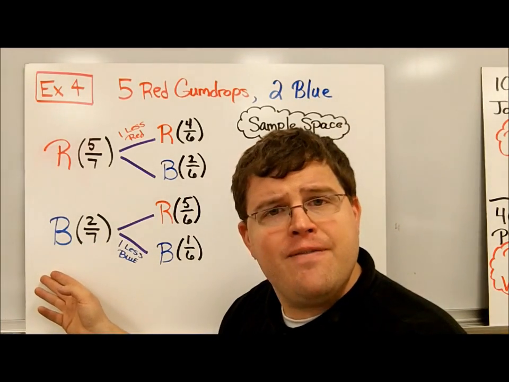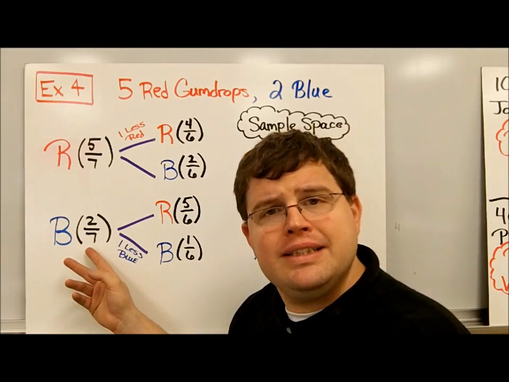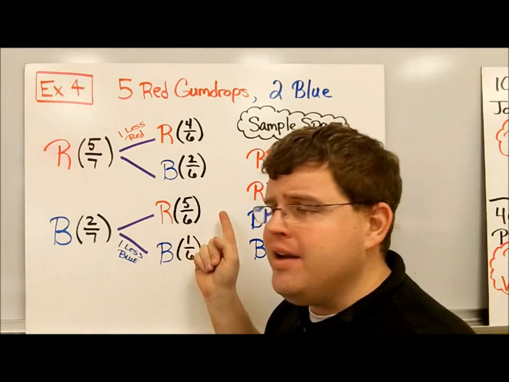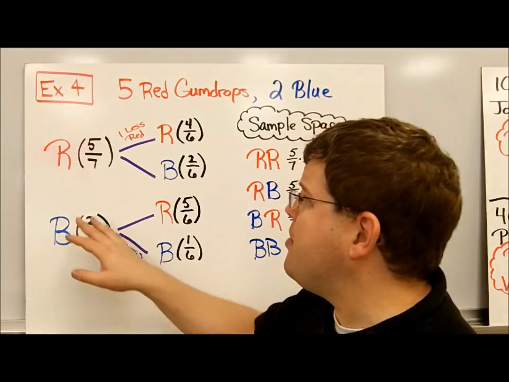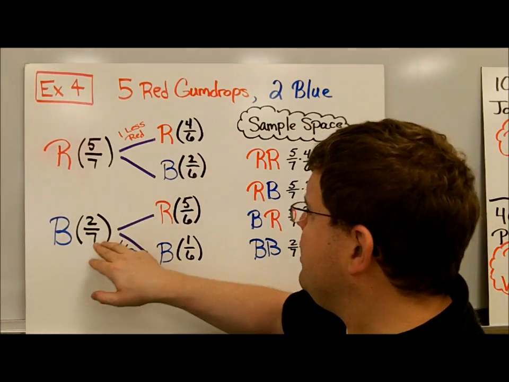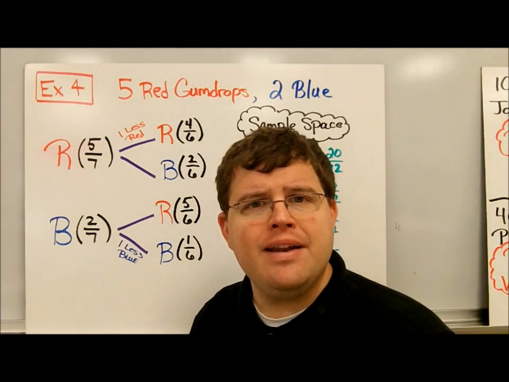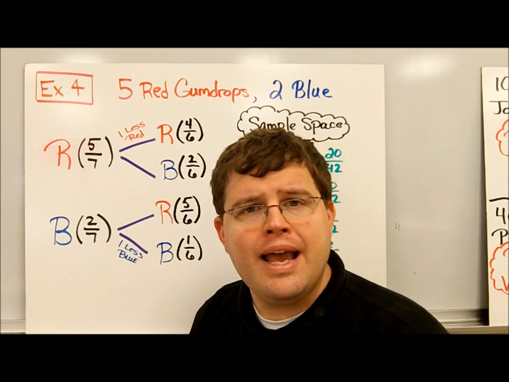On the other hand, if I ate the blue one, I drew the blue, I ate it, there are now only 6 gumdrops left in the bag. 5 of the 6 are red, 1 of the 6 is blue. And so you can see how the probabilities changed from here to here and all the way through because they were dependent events. If I drew a blue one and ate it, I couldn't well draw that blue one again.